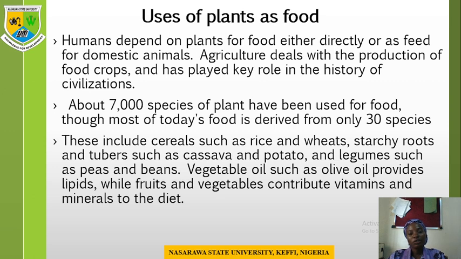These include cereals such as rice and wheat, starchy roots and tubers such as cassava and potato, and legumes such as peas and beans, and vegetable oils such as olive oil, which provide lipids. We also have fruits and vegetables, which give vitamins and minerals to our diets. These are some of the crops that are being used as food for the survival of mankind.